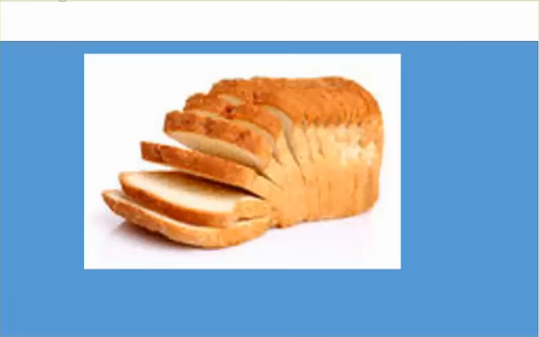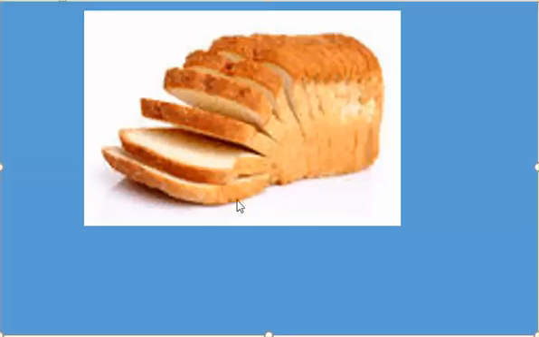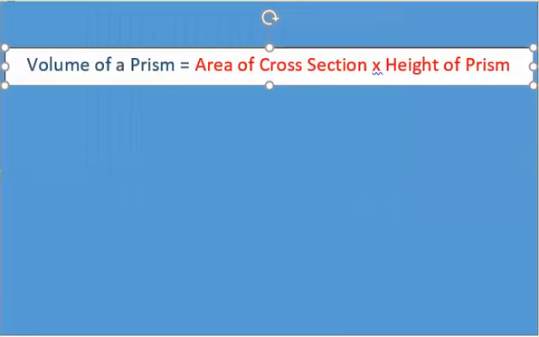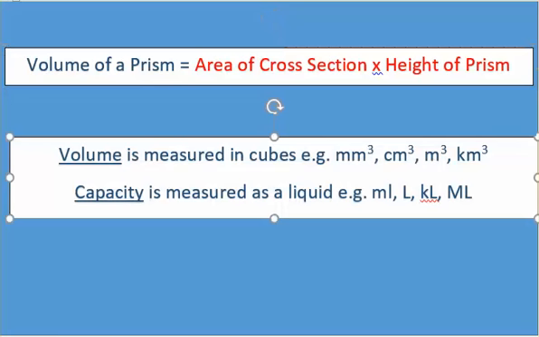On this particular loaf of bread or prism, the height is measured from the front of the loaf of bread to the very end. The volume of a prism is the area of a cross-section times the height of the prism. Now, volume is measured in cubes or cubic units, and the ones we seem to always use in Year 9 are cubic millimeters, cubic centimeters, cubic meters, and in very rare examples, cubic kilometers.